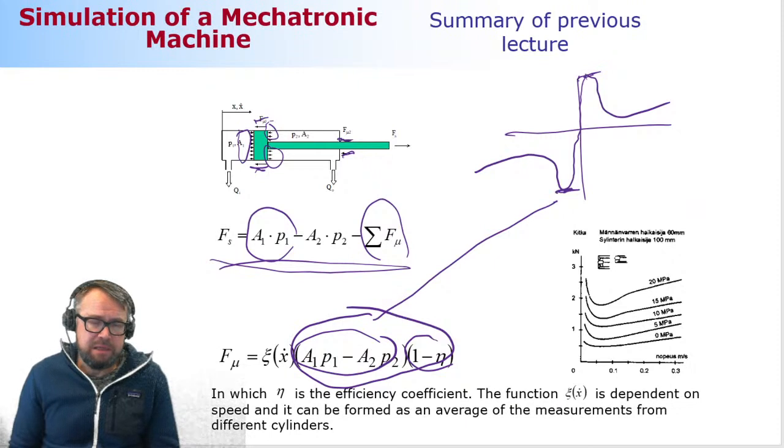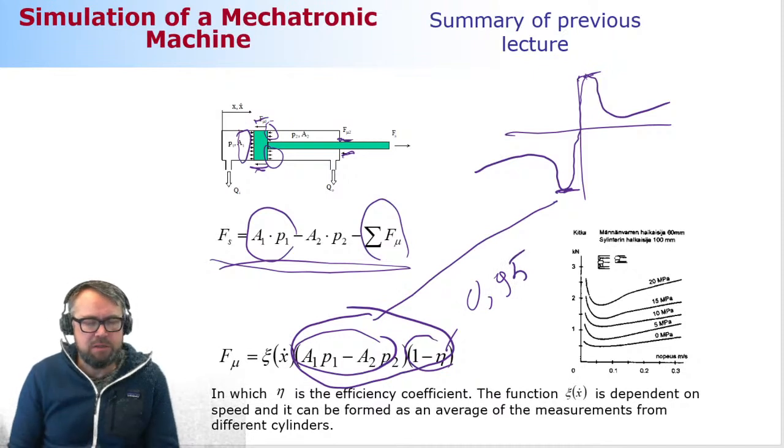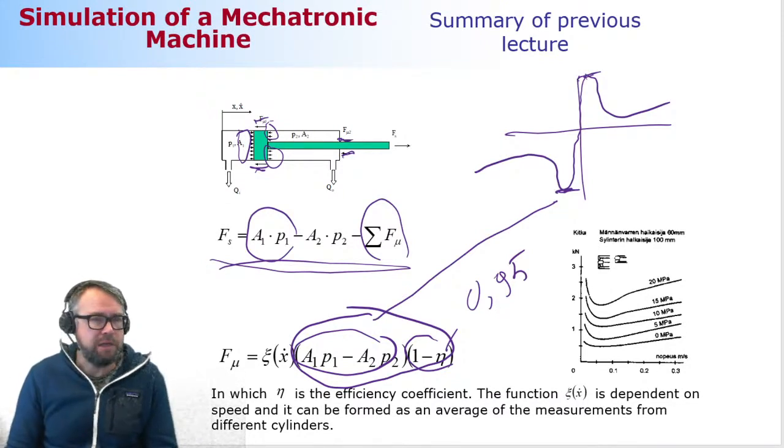Roughly, the efficiency, you can estimate this to be 95%. So the friction force is roughly 5% of the forces. It could be even a little less than that. So it's not playing a significant role, but it's playing a role in terms of the dynamic behavior, and the reason being that it is damping the vibration.